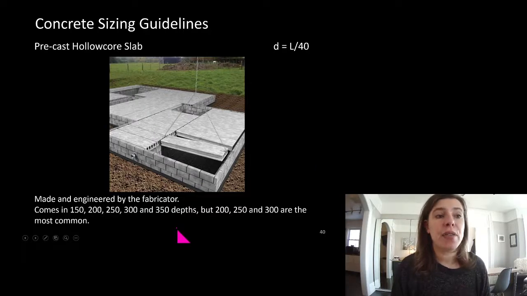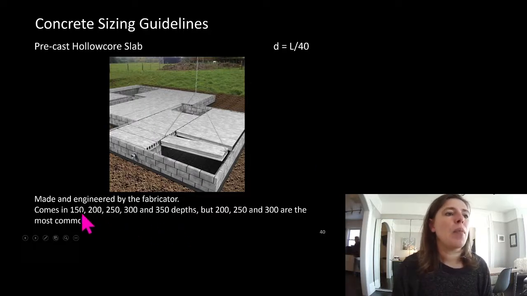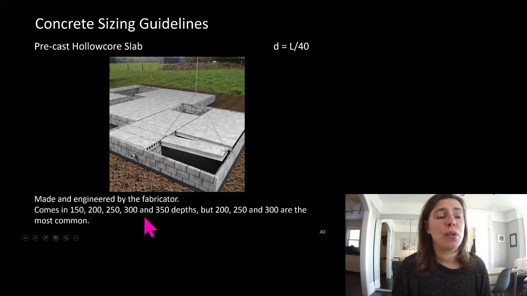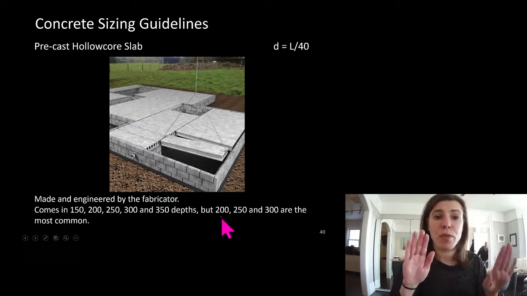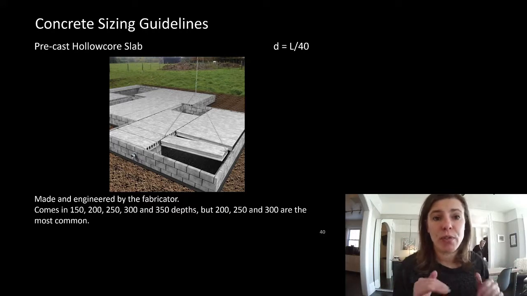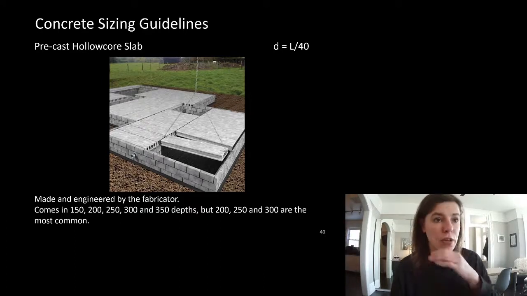It comes in some standardized sizes, 150, 200, 250, 300, and 350 depths, but 200, 250, and 300 are the most common. Again, with metric versus imperial, some companies make their 200 to be 203, and some companies make their 8-inch to be 200. So you'll see published values for both, but the actual depth for different companies might be 203 or 200. So if that 3 millimeters is critical, you need to know what company you're talking about.